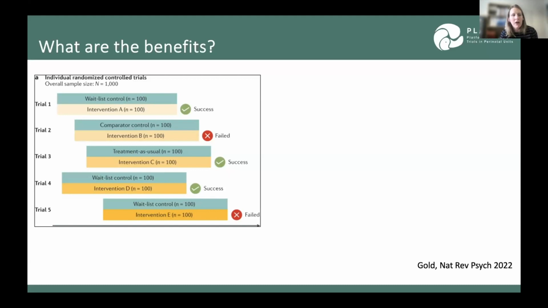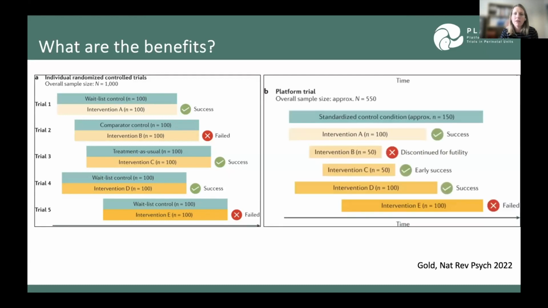And you find after you run your 5 trials that trials 1, 3, and 4 were successful. You get your answer, yes or no, that it worked well. But you didn't get an answer for trials 2 and 5, and so you've included 400 people without any result at the end that's meaningful.